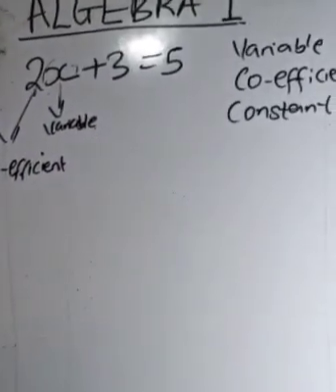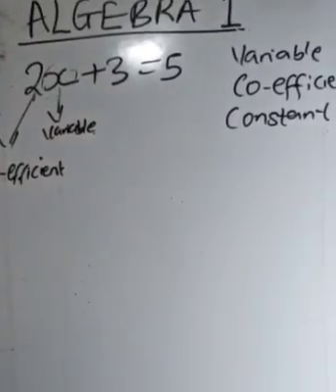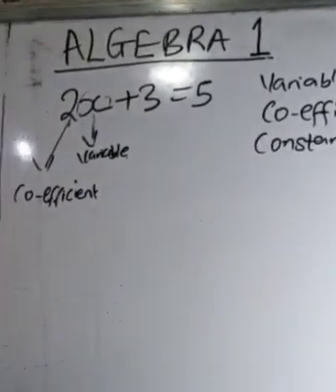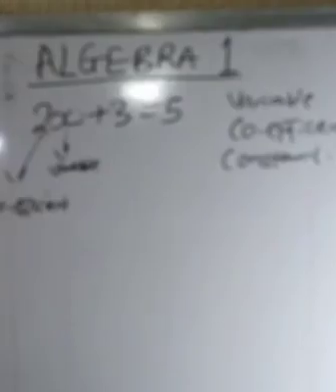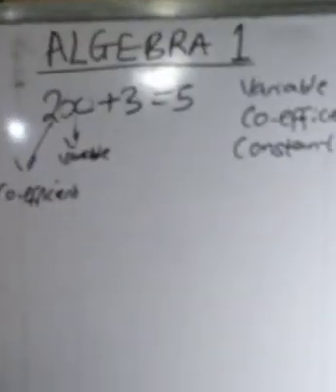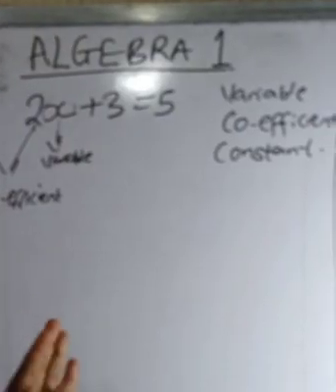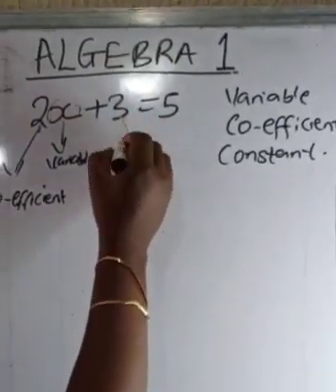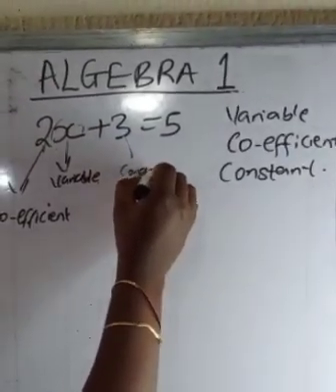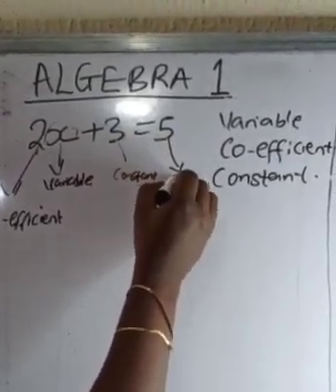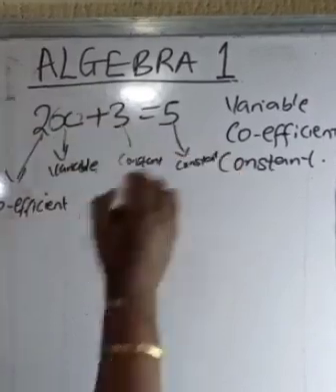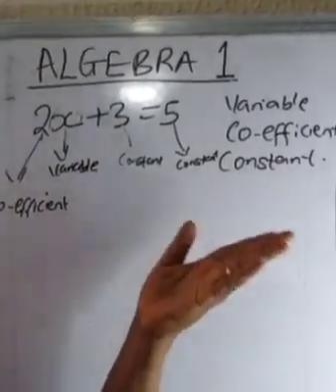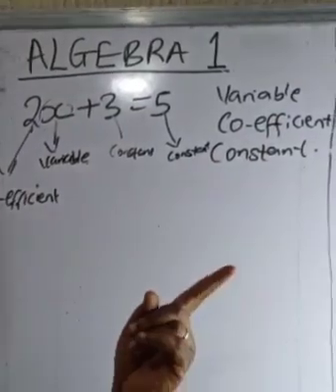So let's go to the third one, which is constant. What is a constant? A constant is a number that is standing on its own. That is, no variable is attached to it. If you check our equation very well, we have two constants. One is on the left, while the other is on the right. We have 3. 3 is a constant. And 5 is also a constant. Good. Hope this is clear.